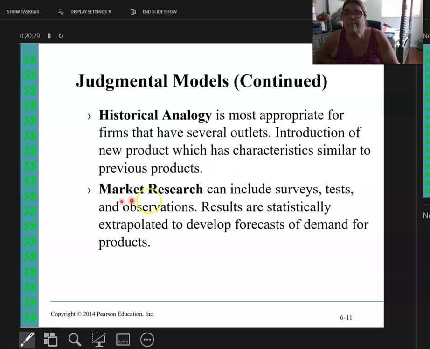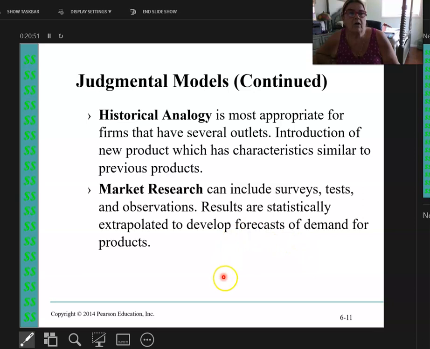And then we have market research. This could be survey, test, or observations. This is almost like doing a research paper or any research. You do market research. You actually watch things, you observe things, you ask people their opinions, you give them tests, you try to figure out what the forecast for the demand of the product is.